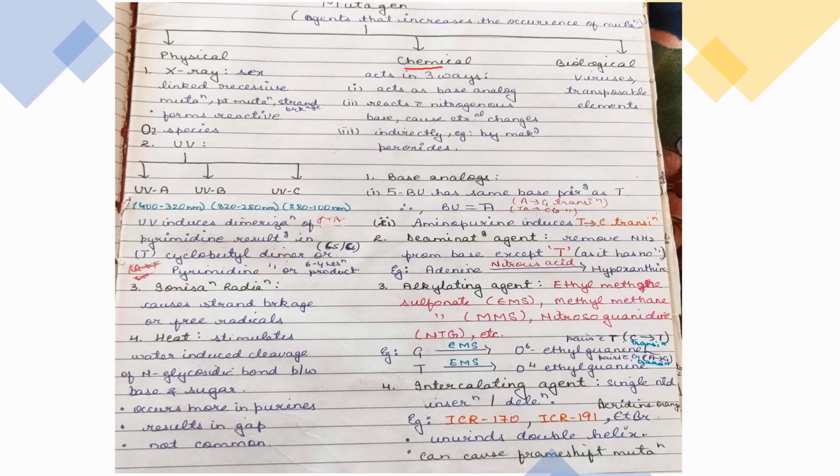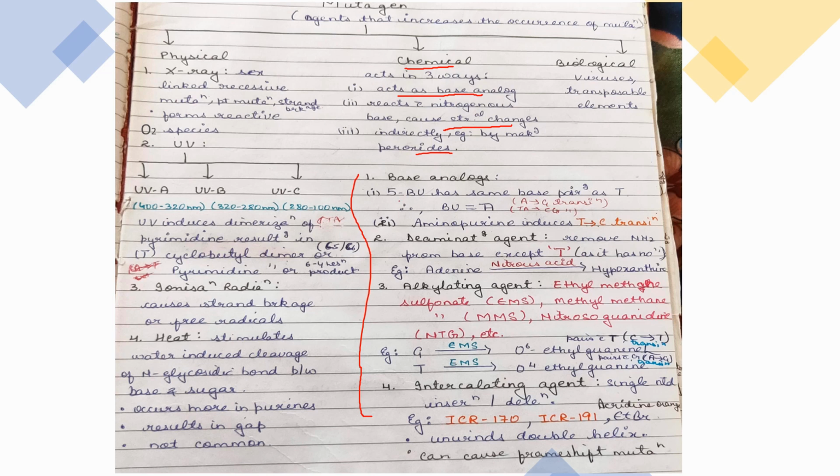Now we come to chemical mutagens. They act in three ways. They can act as base analog, they can react with nitrogenous base and cause structural changes, or indirectly by making peroxides. Now out of these we have four main chemical mutagens. So first one is base analog.